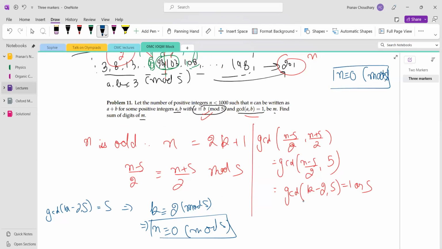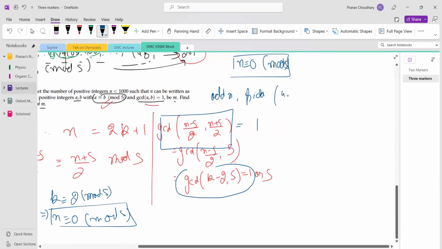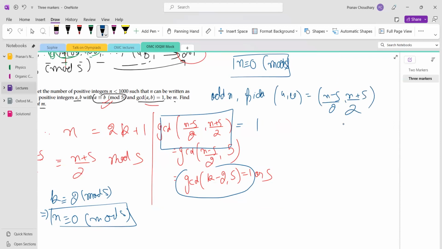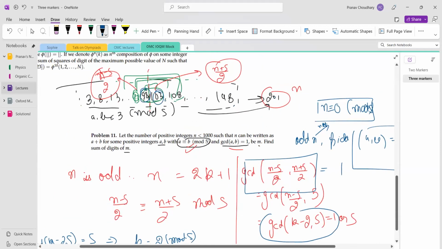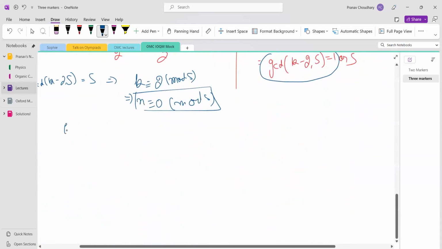So apart from n being 0 mod 5, the GCD will be 1 of these two numbers. These things will be 1. So basically, for any odd n, pick a comma b equals to n minus 5 by 2 comma n plus 5 by 2. And this would work. An odd n which is not 0 mod 5. This would just literally work for you. So now you'll think about what to do in even n, right? So in odd n, we try to take the things which are at the center. Let's try to do the same thing for even n. So even n.